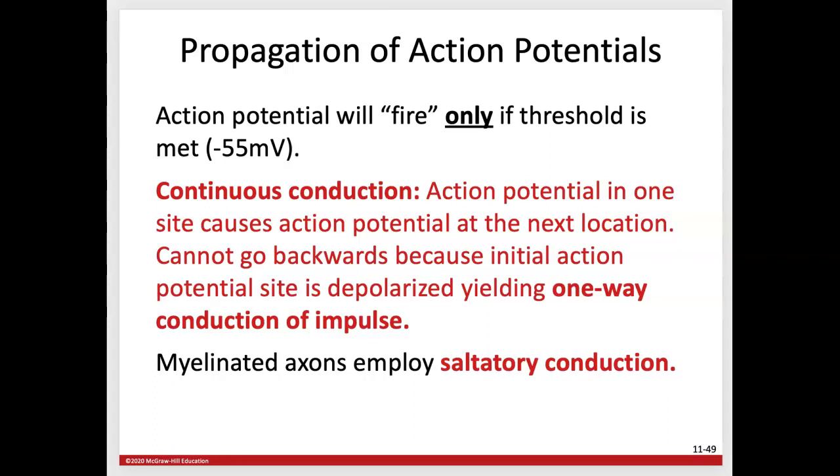Chapter 11, Part 9. So we're going to move on to propagation of action potentials. I know that this unit is really, really long and there's a lot of screencasts, but just bear with me here. I'm trying to break this up so it makes sense for you guys.